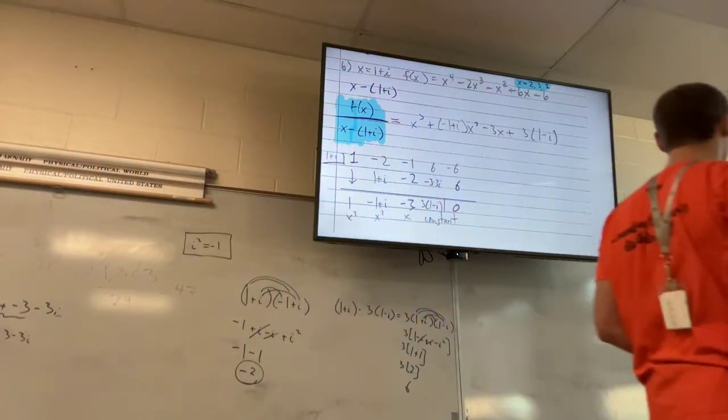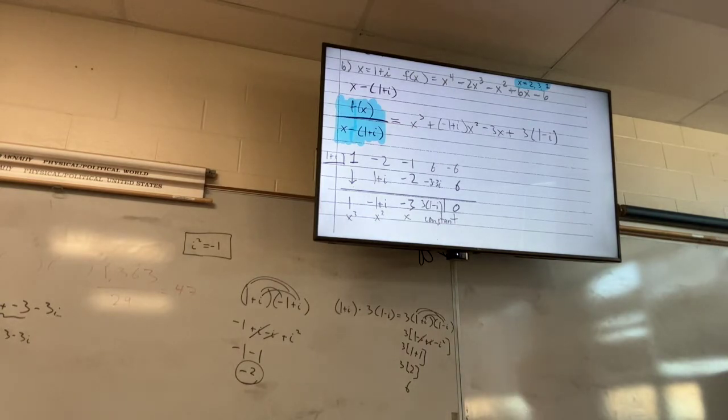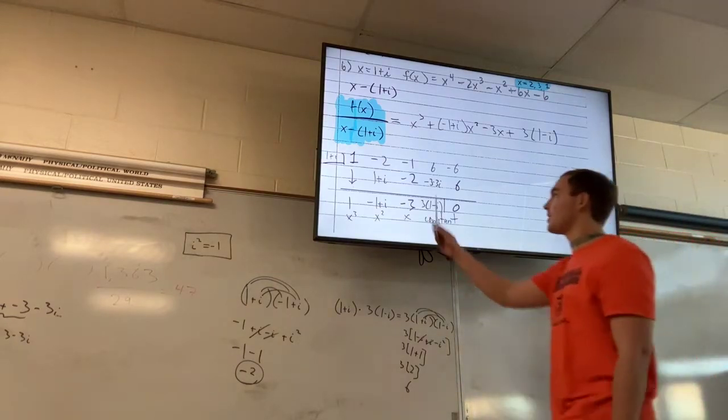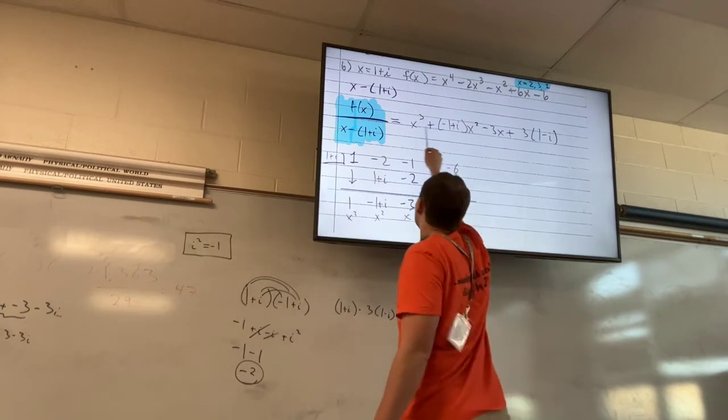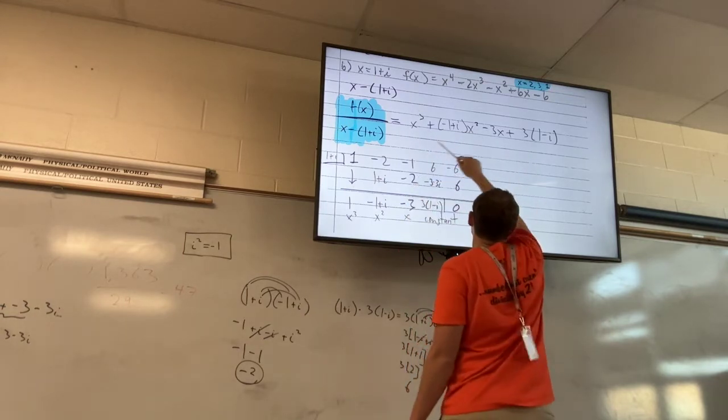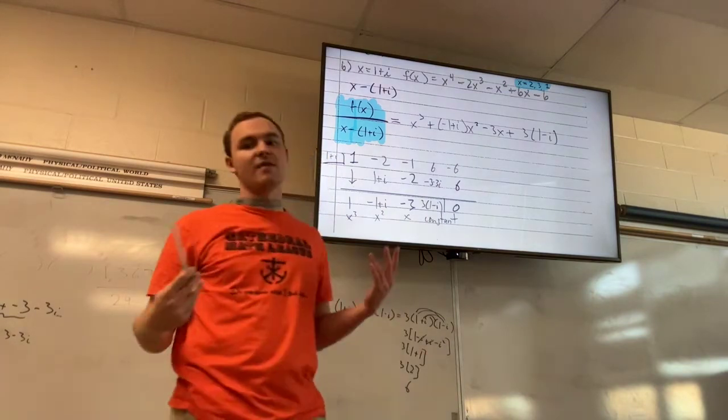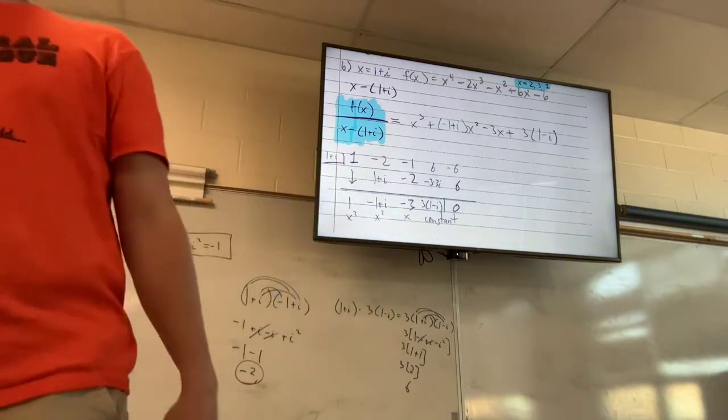We still have a cubic there, right? Can we factor now to find the rest of the zeros? We can't. So what we actually got to do is repeat this process again. We've got to take our new polynomial and divide it by another one of its zeros to give us something even easier to work with, that maybe we could factor.